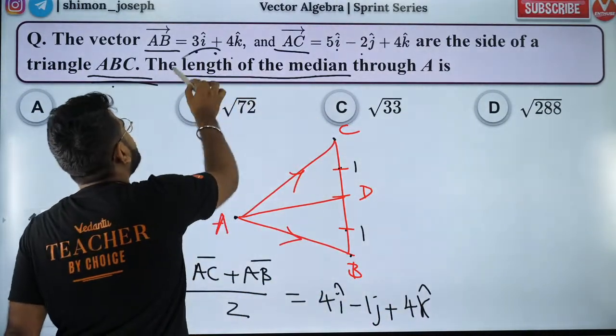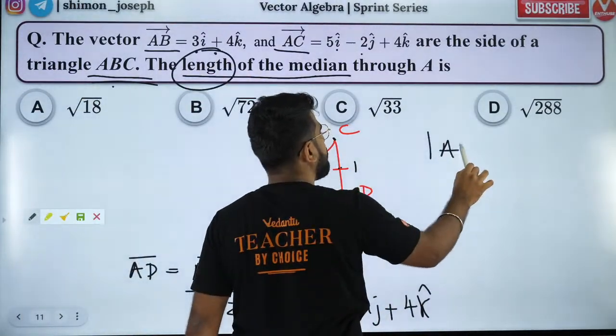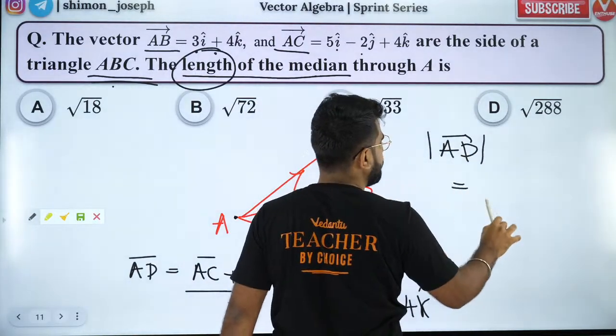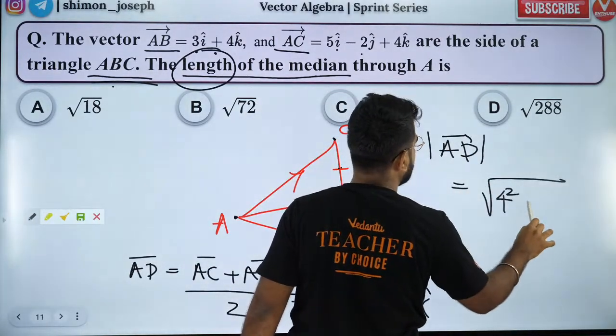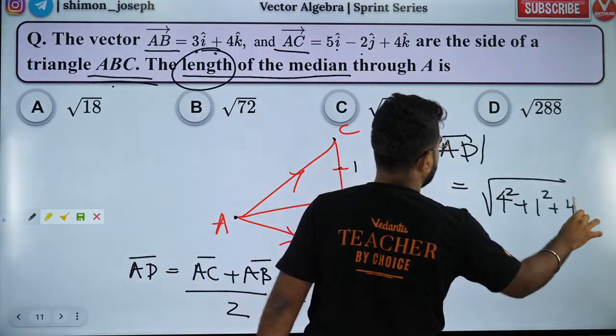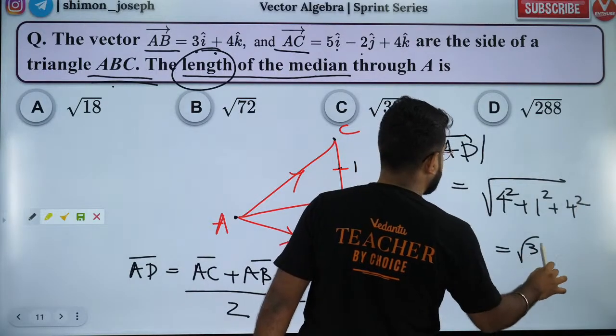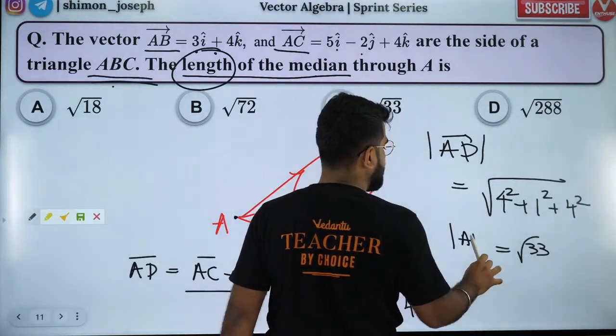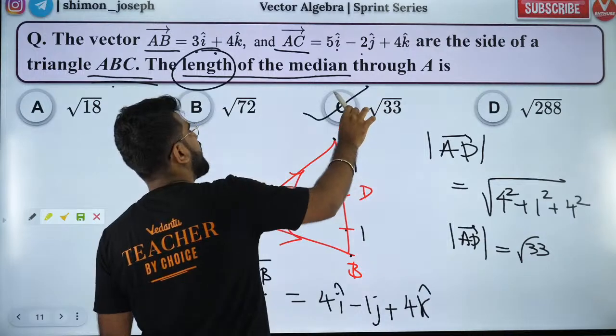But we want the length of AD. So length of AD means magnitude of the AD vector. So that will be root of 4 square plus 1 square plus 4 square, which will be root of 33. So that is my answer. So that is option C.